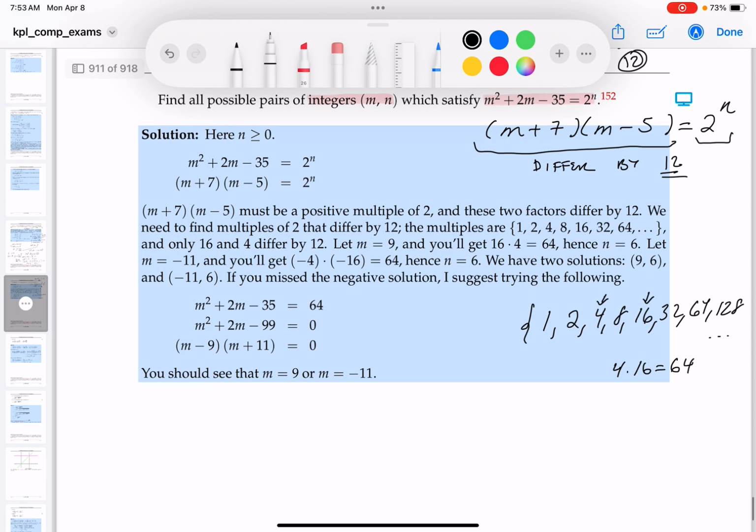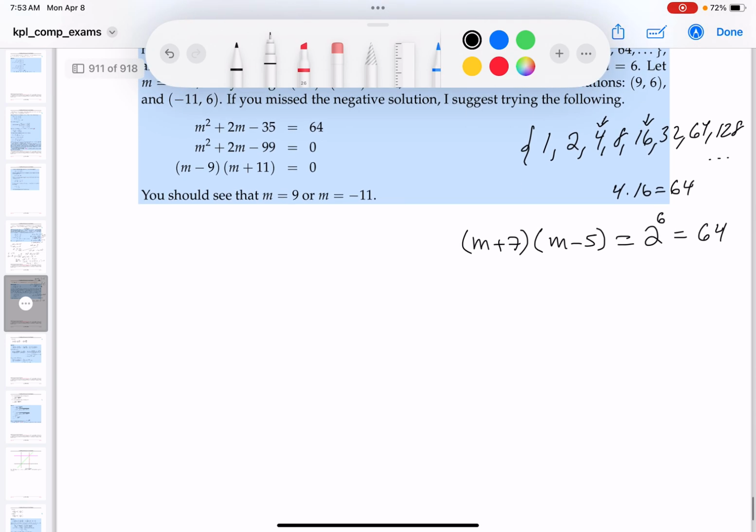So the next thing I would do is write this down now. m plus 7 times m minus 5 equals, well, 2 to what power would be 64? And that would be 6. Let me just check that out. 2 times 2 is 4, 8, 16, 32, 64. That's 64.